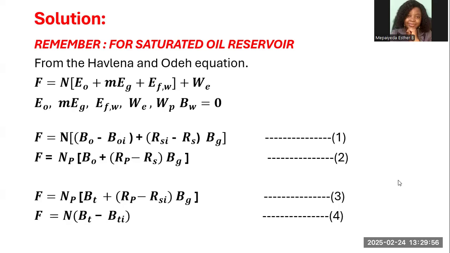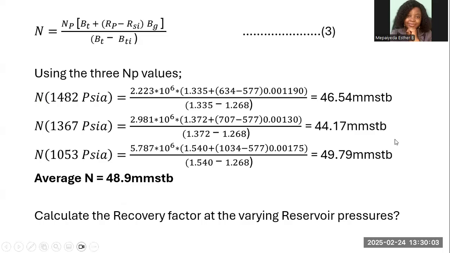Okay, so we are just applying all the equations that we have learned in part 1 to part 3. So you can avail yourself, like I said, of the videos so that you understand how we came by all the equations. Okay, so we are trying to estimate N, the OOIP, original oil in place, and then making N the subject of the formula, we have this. So we calculate this, slotting in the values. We have the NP, we have the BT, we have RP, we have the RSI, you remember. We have the BG, we have BT, and we have BT high, okay?